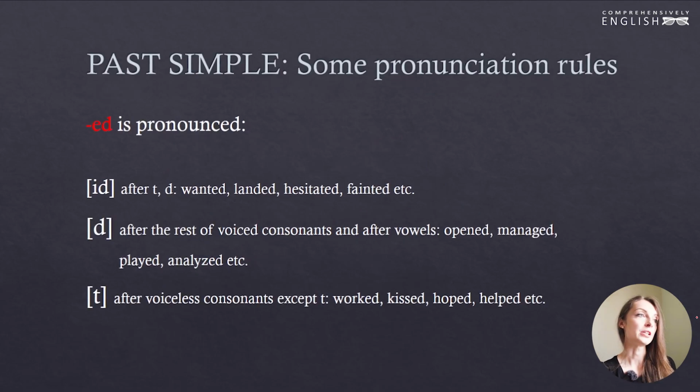Now let's proceed. Let us now pay attention to some pronunciation rules that we have in the past simple tense. The ending ed is pronounced in three different ways. We read ed as id after t and d. Wanted, landed, hesitated, fainted, etc. We read the ending ed as d after the rest of voiced consonants and after vowels.